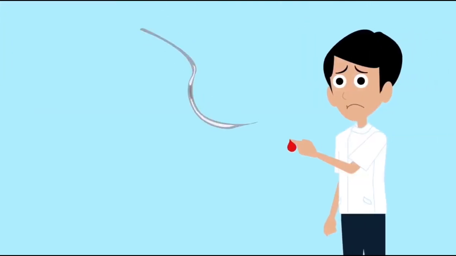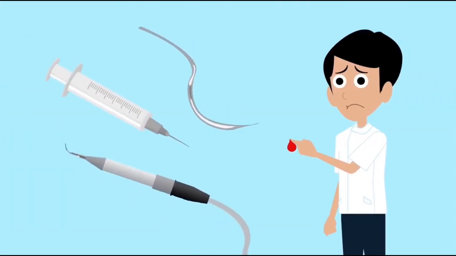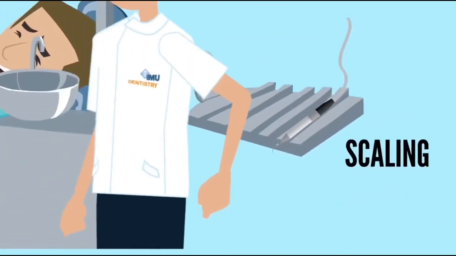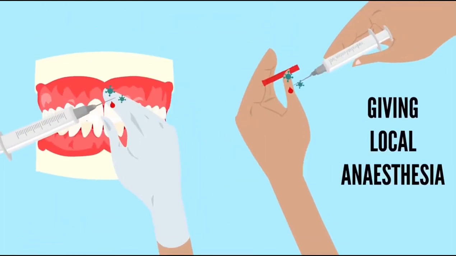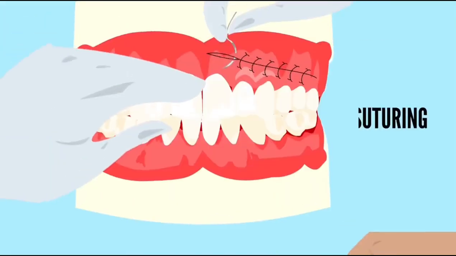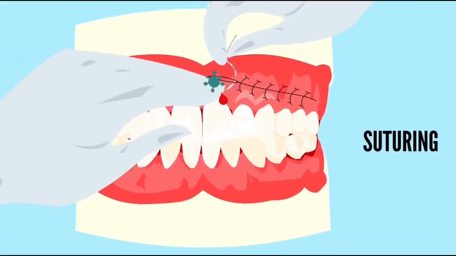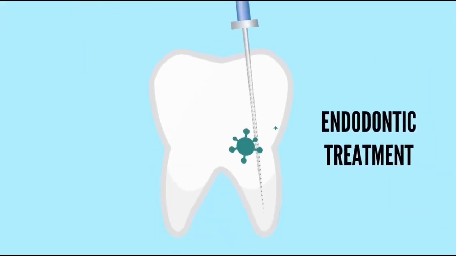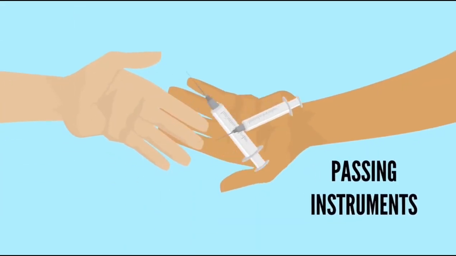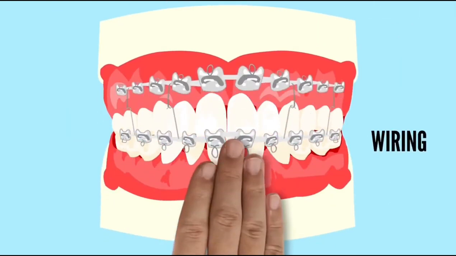Needle stick injury is defined as an injury caused by contaminated sutures, hollow bore needles, or any sharp instrument that has broken the skin, causing bleeding. Here are some of the ways it can happen. Scaling, giving local anesthesia, suturing, endodontic treatments, passing instruments, wiring.